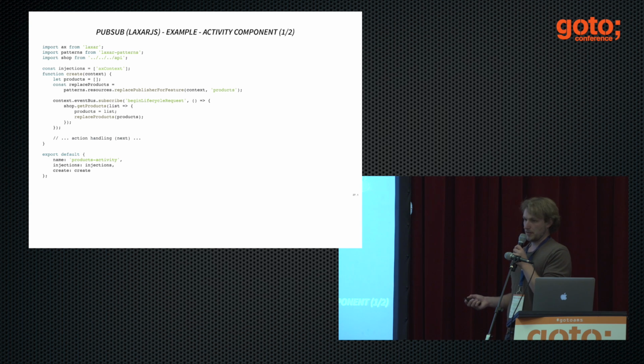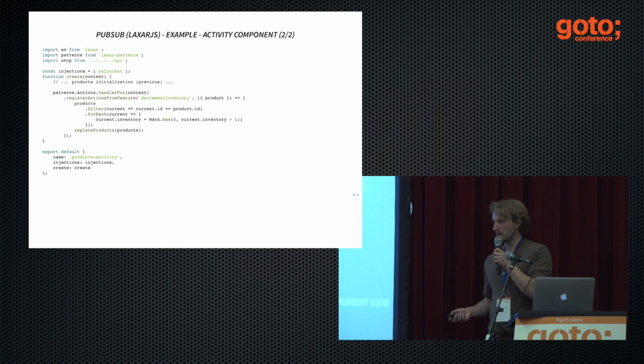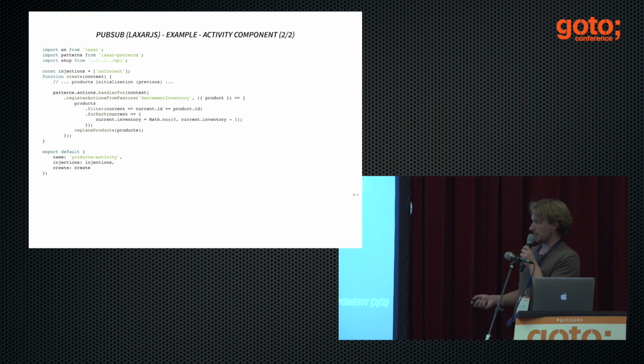And also, this activity is responsible for updating the products list state when a new add product action was received, or in this case, the decrement inventory, because that's what it's called in here. And for this, it doesn't just modify the product, as we've seen in the Flux example, which was the problem with the mutation of state. Instead, it looks up the product in the current state and then updates the inventory there.